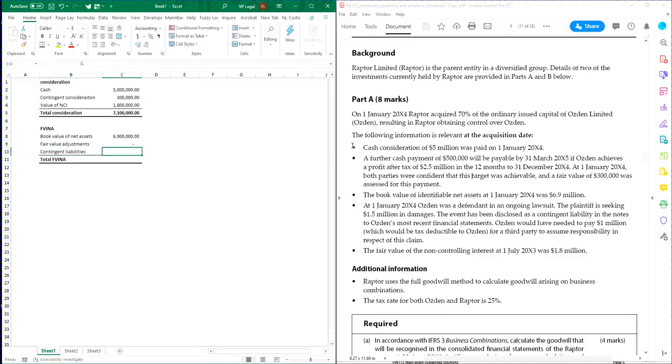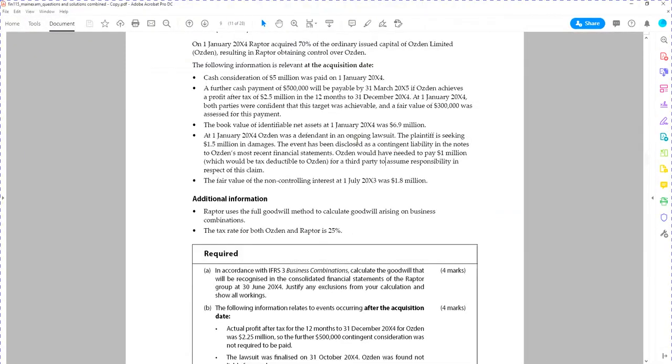And finally, let's look for contingent liabilities. Can you see any contingent liabilities in here? It looks like there is a $1.5 million potential liability. However, we need to adjust it to fair market value, which will incorporate the probability that we'll actually pay it out. So let's see if there's any adjustment for that. Ausden would have needed to pay $1 million, which would be tax deductible for Ausden, for a third party to assume responsibility. So the amount that we need to actually recognize is the $1 million, because if we were to raise the provision for that, that's the amount that we would actually have to pay out, not the $1.5 million.